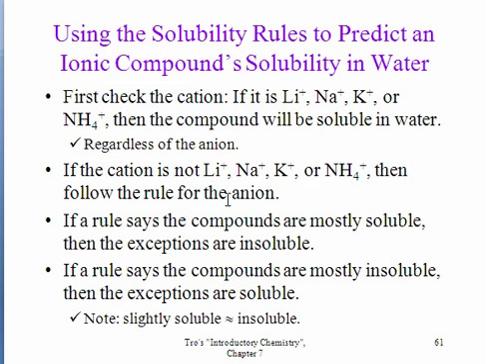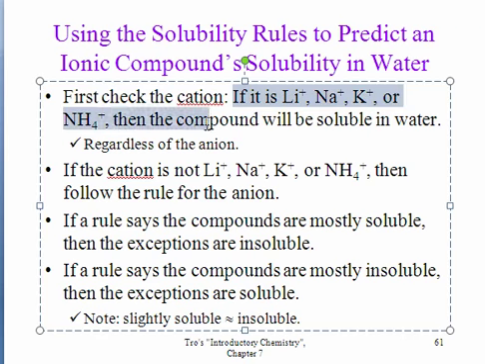So you're going to be expected to look at an ionic compound and be able to figure out whether it's soluble or not. So let's look at a systematic way to handle this. If the compound has lithium, sodium, potassium, or ammonium, our magic cations, it's going to be soluble, regardless of what the anion is. If the cation is not one of our 4 magic ones, then follow the rule for the anion. If a rule says the compounds are soluble, then the exceptions are insoluble. And if a rule says the compounds are mostly insoluble, then the exceptions are soluble. And note that slightly soluble is, for our purposes, basically insoluble.